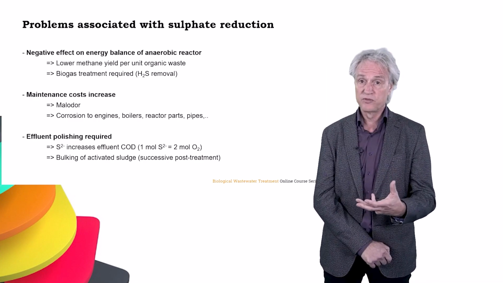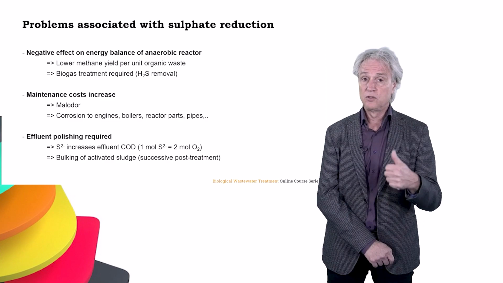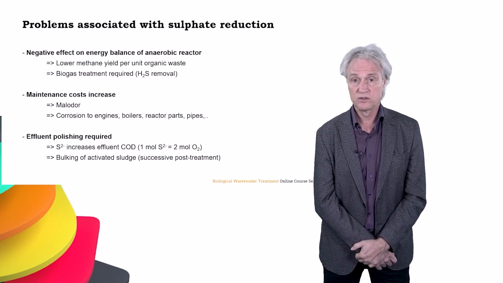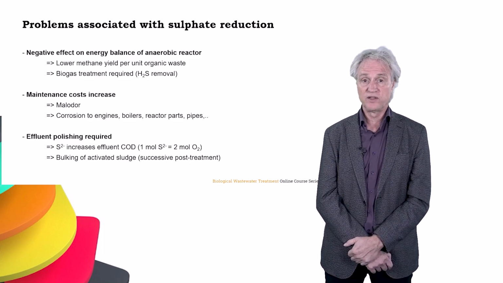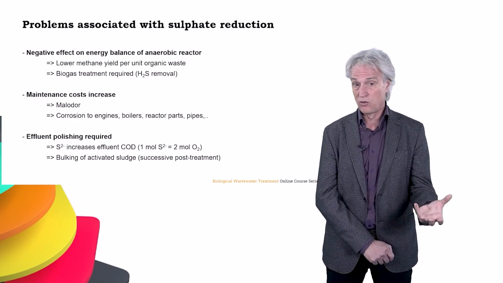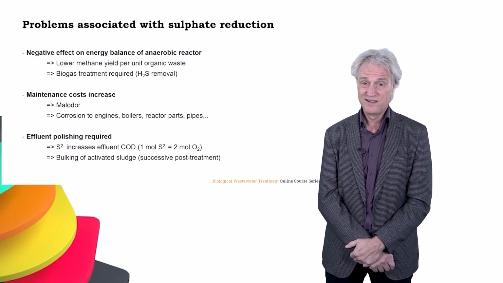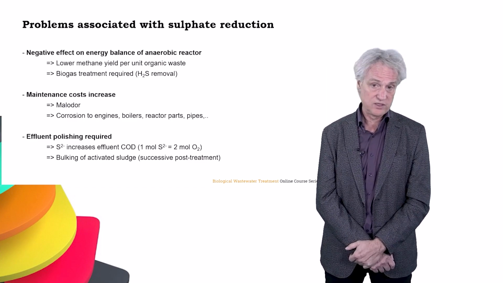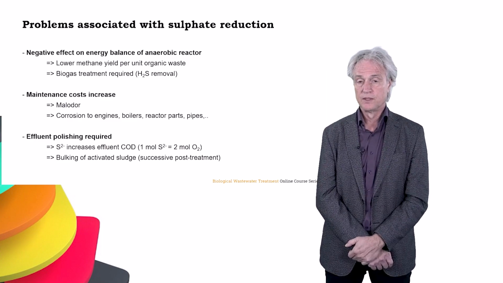And that gives the problems associated with sulfate reduction. First, you have a lower methane yield per organic waste. The biogas needs treatment since you need to remove the H2S. The maintenance costs increase. You have malodor and you have to get rid of the malodor before venting the air. And you will suffer corrosion to engines, boilers, switchboards, reactor parts, pipes, etc.